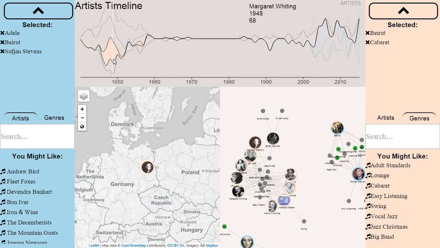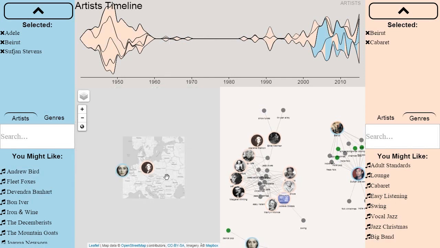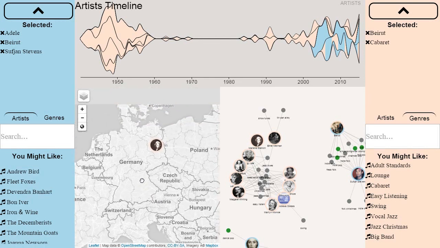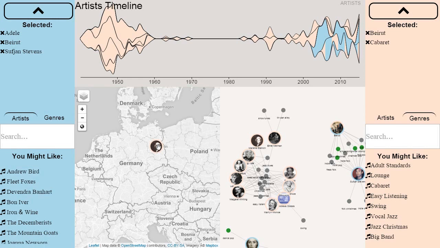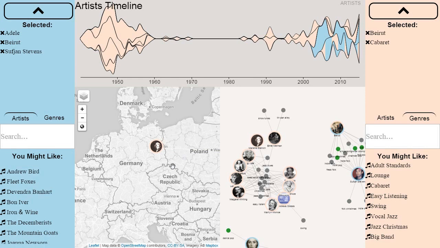Finally, we can select a particular genre, such as cabaret, and what we get in the application is all the best artists of that genre. On the timeline we see the popularity of this genre, which of course is very high in 1950, and also where those people were born. In this case we get Germany, and we see that for instance Marlene was born in Germany and her genre was cabaret.